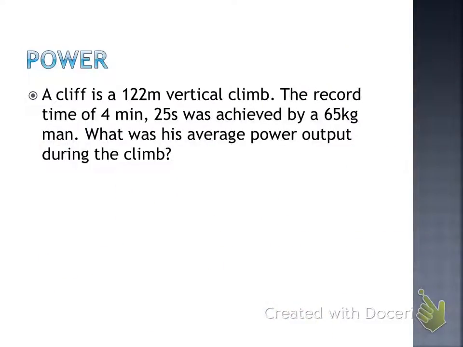Cliff's 122-meter vertical climb. The record time, 4 minutes 25, was achieved by a 65 kilogram man. What was his average power output? Average power output doesn't mean anything different to us. We're still just going to solve for power.